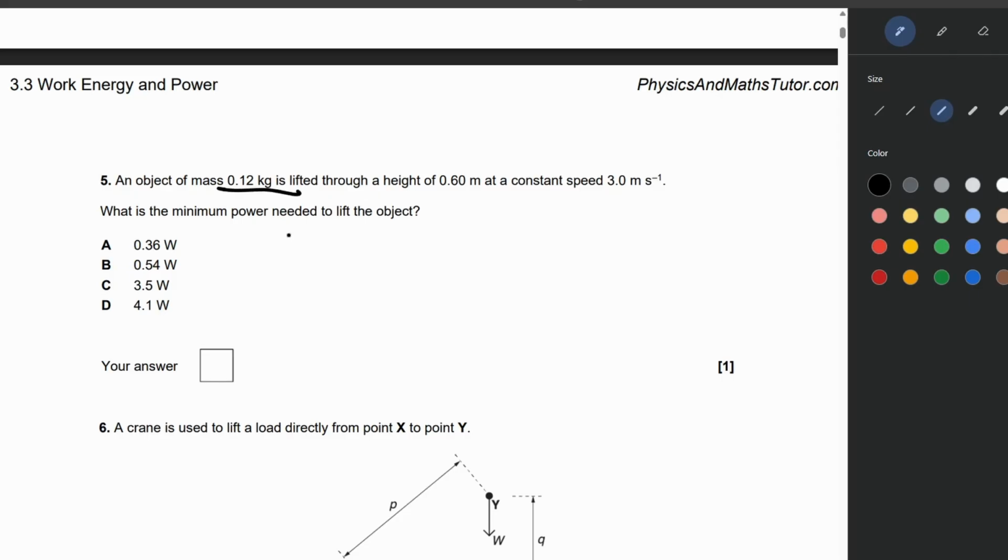An object of mass 0.12 kilograms is lifted through a height of 0.60 meters at a constant speed of 3 meters per second. What is the minimum power? Okay, this looks easy. Well, actually, power is equal to energy over time. Energy, where you're given speed, you're given height. Oh, the gravitational energy, because it's being lifted. Energy equals mgh. Wait, at a constant speed.